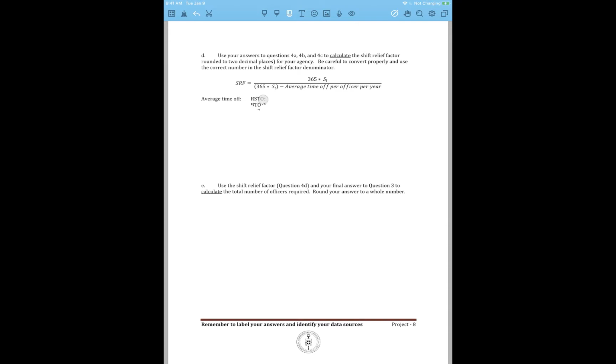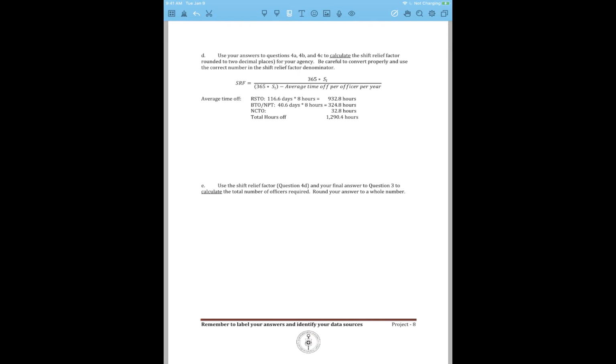So my average time off consists of regularly scheduled time off, it consists of benefit time off, and it consists of net comp time off. And when we did those calculations, they were in days. So now we have to convert them into hours. So to get hours to days, we divide by our shift length. But to get days to hours, we multiply times our shift length of 8.